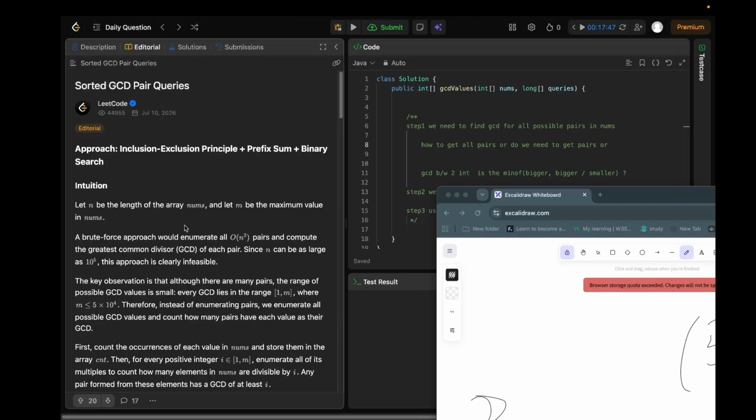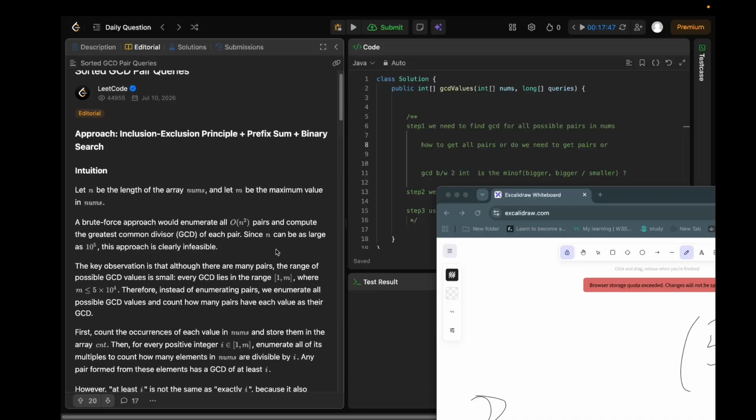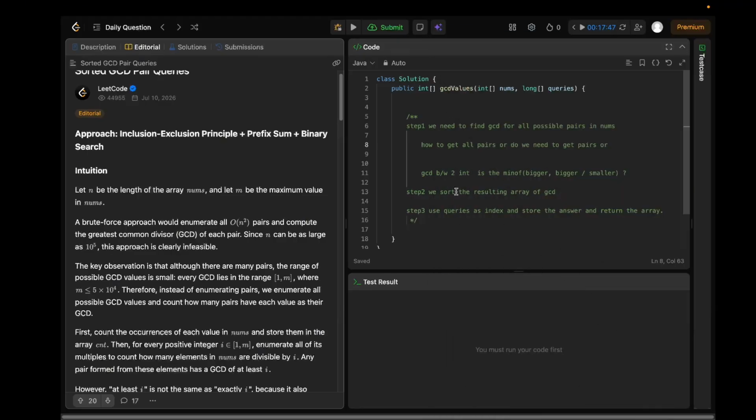Let n be the length of array nums and m be the maximum value in nums. A brute force would enumerate all pairs and compute each GCD, but since n can be as large as this, the approach is clearly infeasible. The key observation is that although there are many pairs, the range of possible GCD values is small, so we enumerate all possible GCD values and count how many pairs have each.